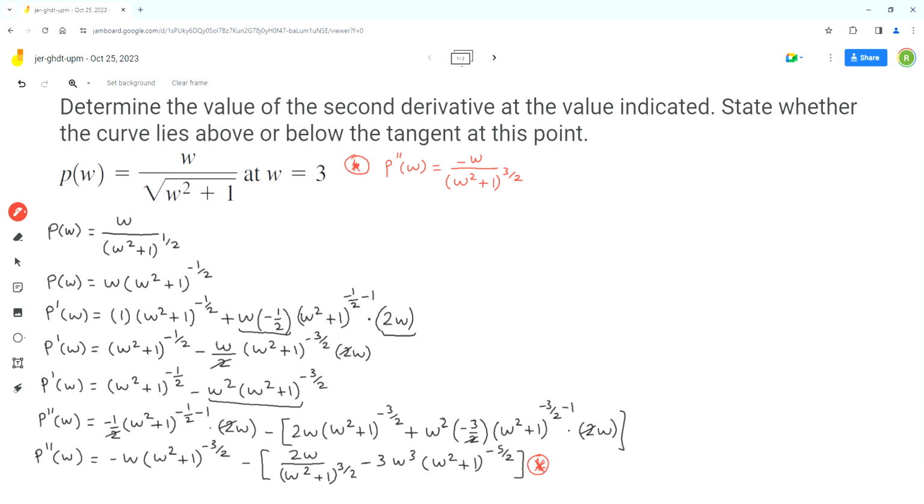Now in the second part, we can distribute the negative sign into the brackets, and that will change the sign of the terms inside the brackets. So we get negative 2W over W squared plus 1 exponent 3 over 2, and then plus 3W cubed, and we can move W squared plus 1 to the denominator to make the exponent negative 5 over 2 positive.